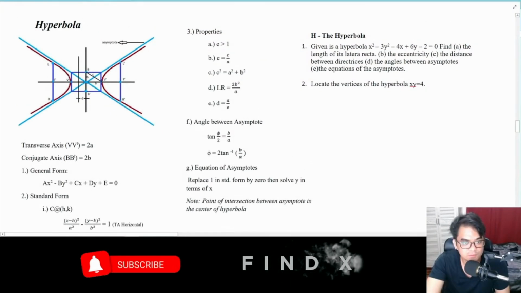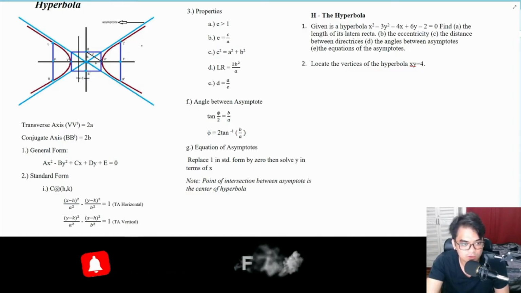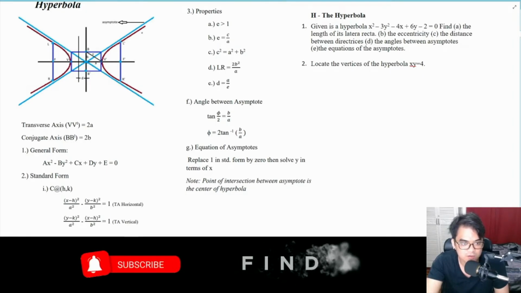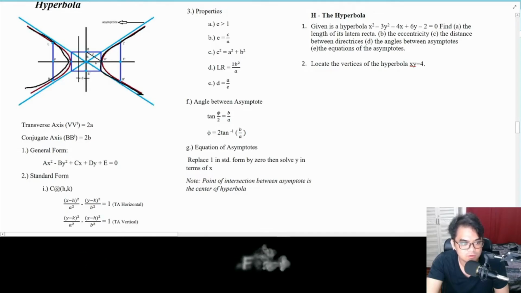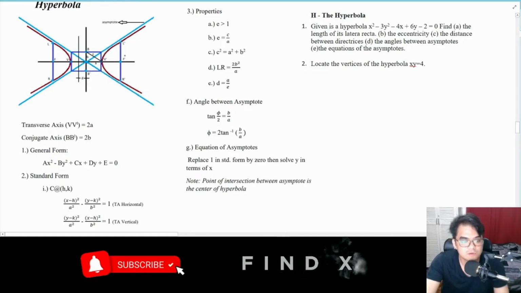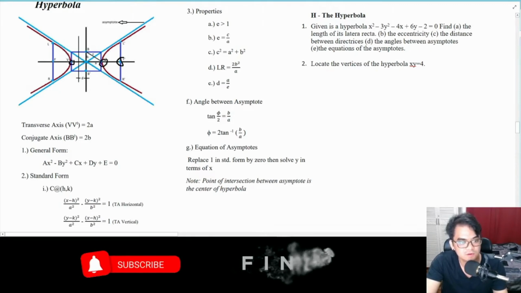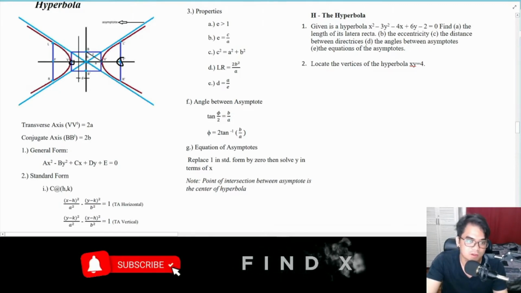Okay, so we have the next topic, which is the hyperbola. I already have here a graph of the hyperbola. The hyperbola is the red line, this one and this one. Those are a hyperbola. So you can see it still has two foci and two vertices, one center of course, and then four latus rectum.